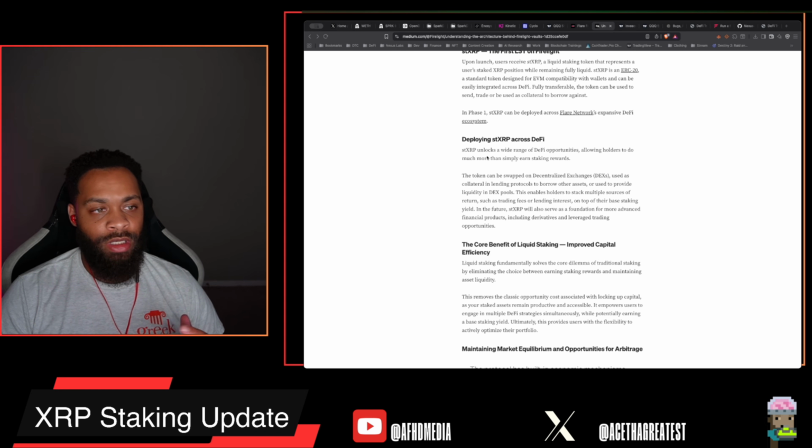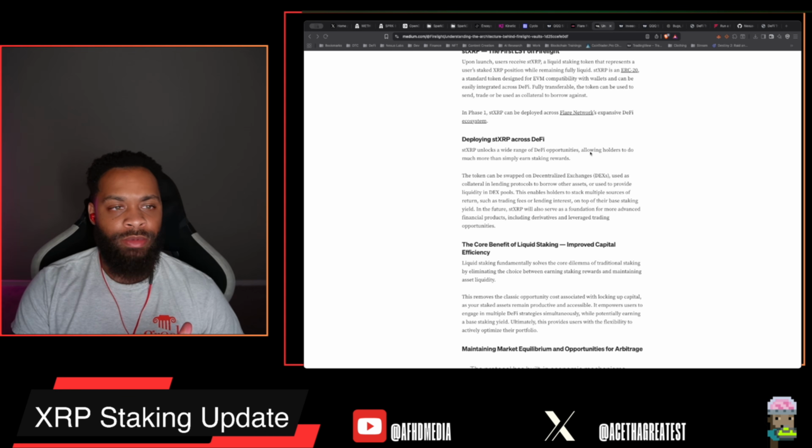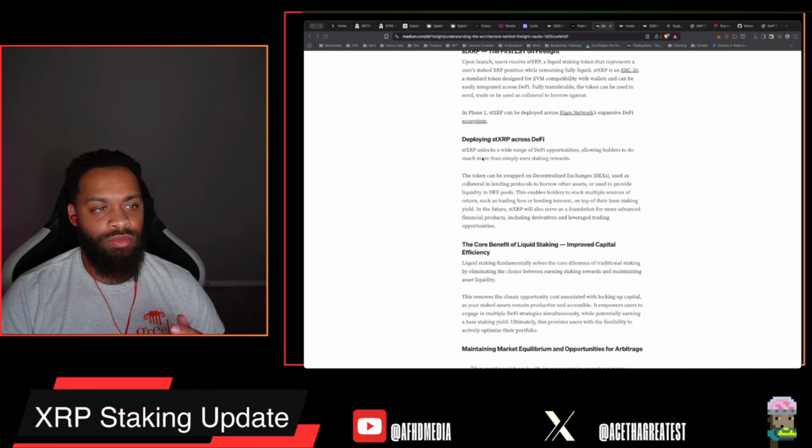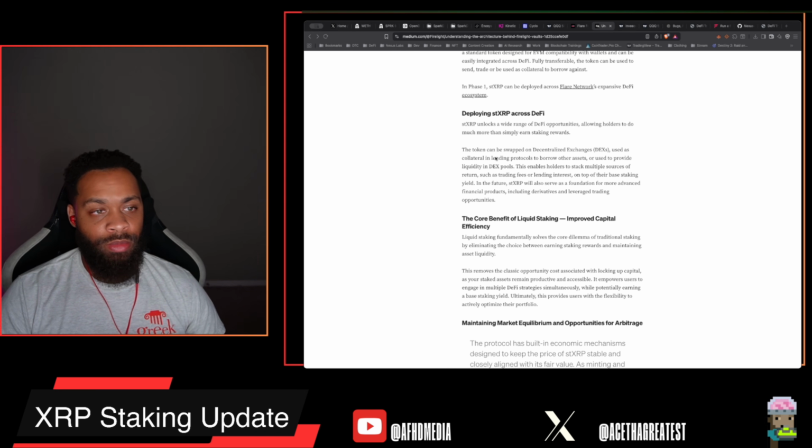Staked XRP unlocks a wide range of DeFi opportunities, allowing holders to do much more than simply earn staking rewards. The token can be swapped on decentralized exchanges, which we mentioned earlier, used as collateral in lending pools to borrow other assets, Kinetic, Cyclo, or used to provide liquidity in DEX pools. Again, something we mentioned earlier.